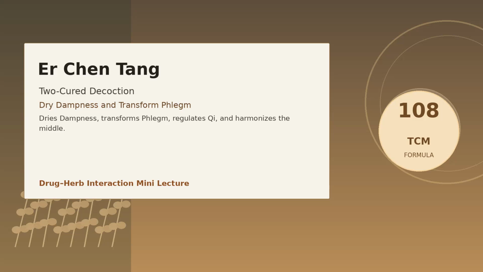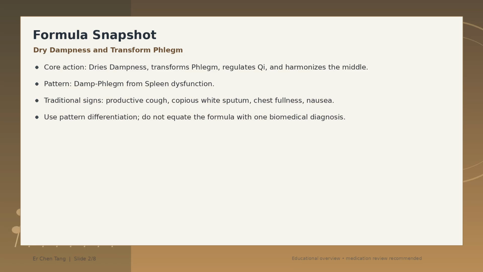This mini-lecture focuses on the formula logic, recognizable pattern features, and practical drug-herb interaction screening. It is an educational overview, not an instruction to self-prescribe. Start with the pattern rather than the disease label. The traditional target pattern is damp phlegm from spleen dysfunction.